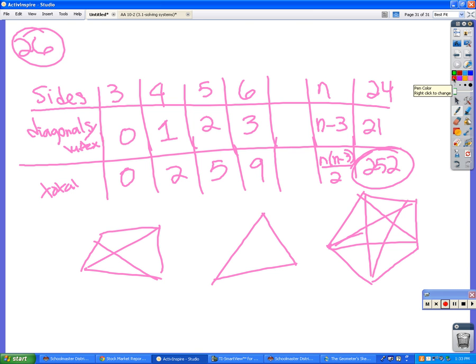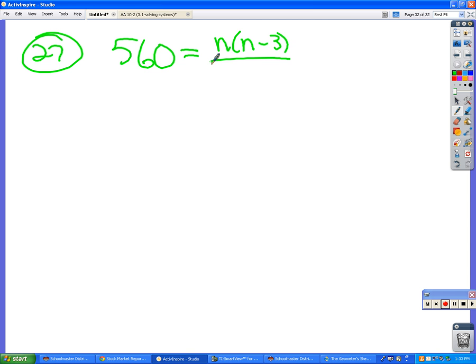All right, next one sort of turns this idea on its head, and it says instead of figuring out how many diagonals there are, let's go backwards and say that it has 560 diagonals, and then we have to figure out how many sides there are. So what was the formula we just came up with? N times n minus 3 divided by 2. And we need to solve that for n. So what's the first step? Times both sides by 2. So that's 1,120.